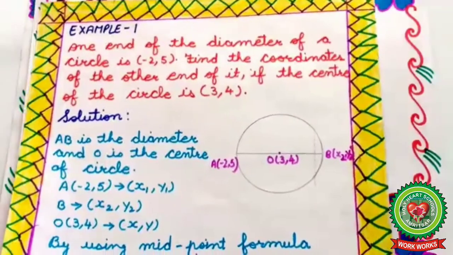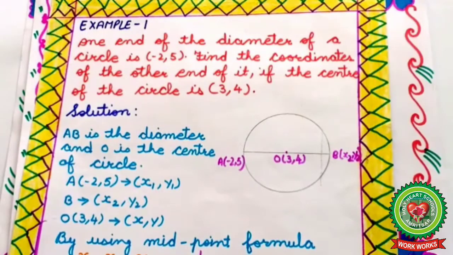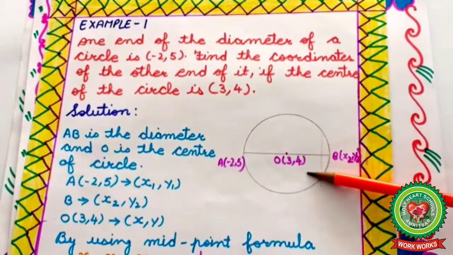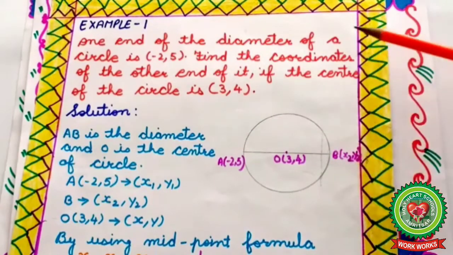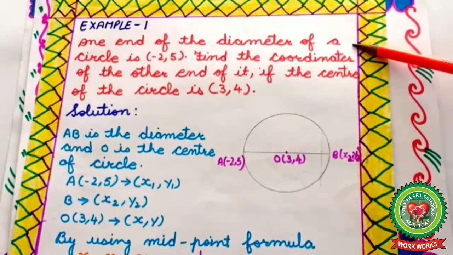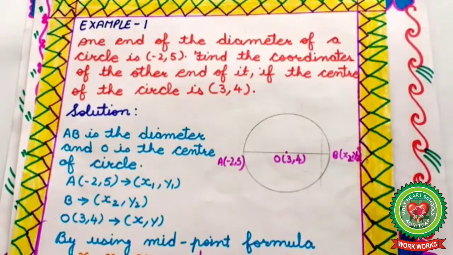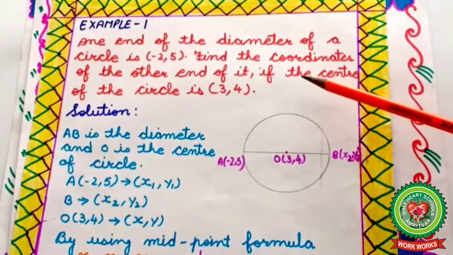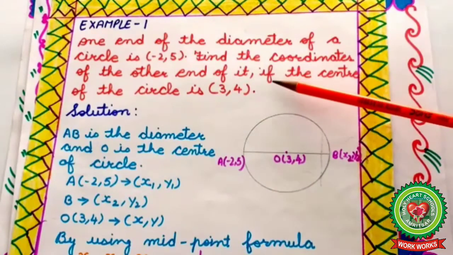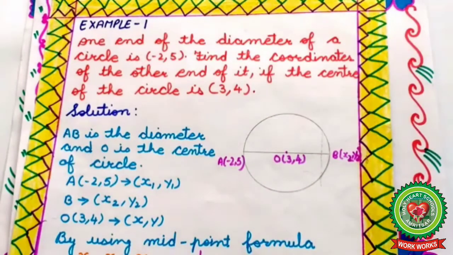So our first example is related to a circle. When one end of the diameter of a circle is given, find the coordinates of the other end, and the center is given. So the question is: one end of a diameter of a circle is (-2, 5). Find the coordinates of the other end of it if the center of the circle is (3, 4).